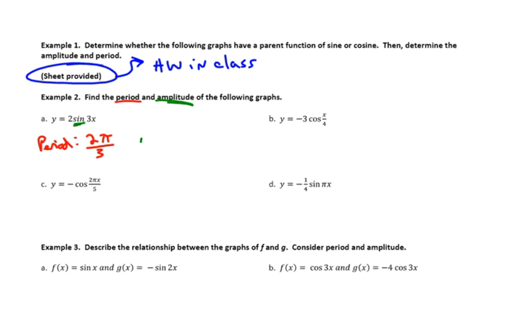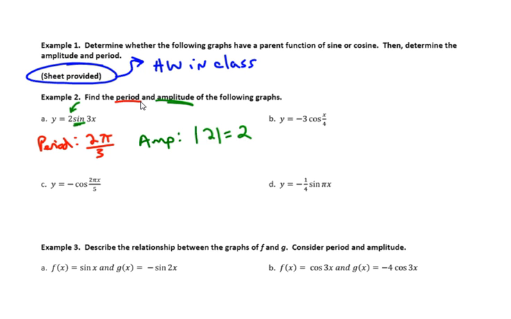Okay? Same thing with the amplitude. So the amplitude here, in order to find the amplitude, I'm taking the number in front of the graph, and I'm going to take the absolute value of it. So this is the absolute value of 2, which is 2. So the amplitude is 2, which means that from the midline of this graph, it goes up 2 and it goes down 2, which is outstanding. So then I can move to the next one.